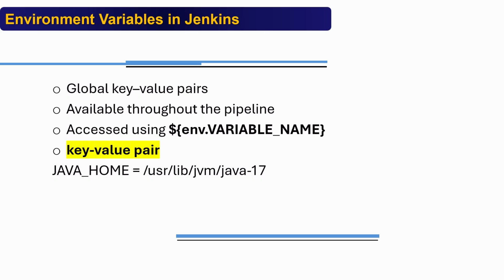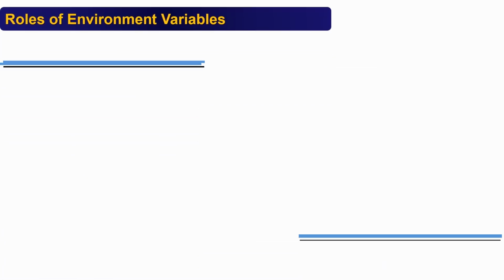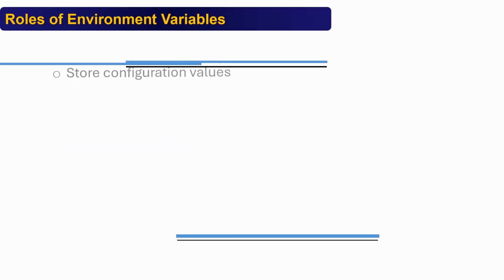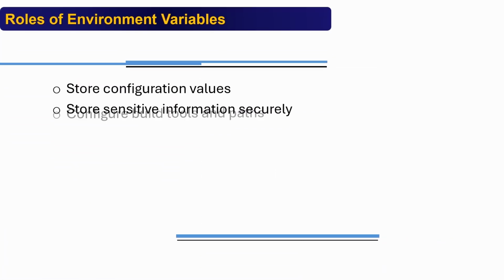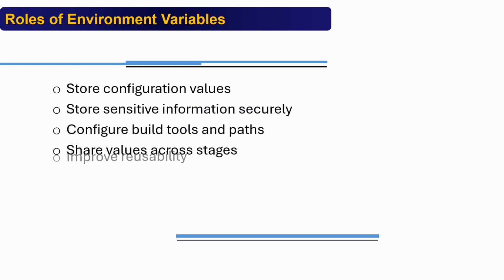Environment variables are useful for several reasons. First, they allow us to store the configuration values instead of hard-coding them inside the pipeline. Instead of writing the application name or server URL multiple times, we store it once as an environmental variable. Another important use is storing sensitive information. Rather than placing passwords directly inside the Jenkinsfile, Jenkins retrieves them securely using credentials and exposes them during execution.